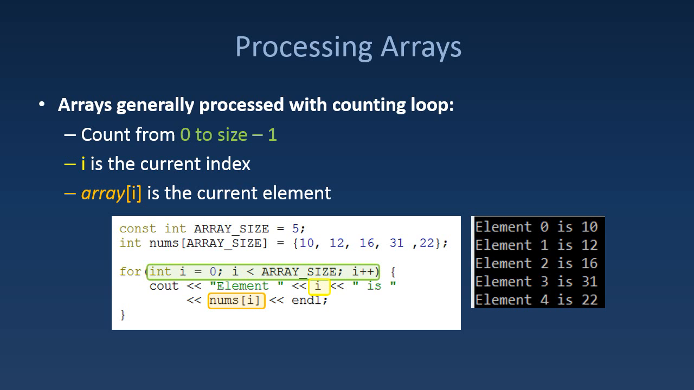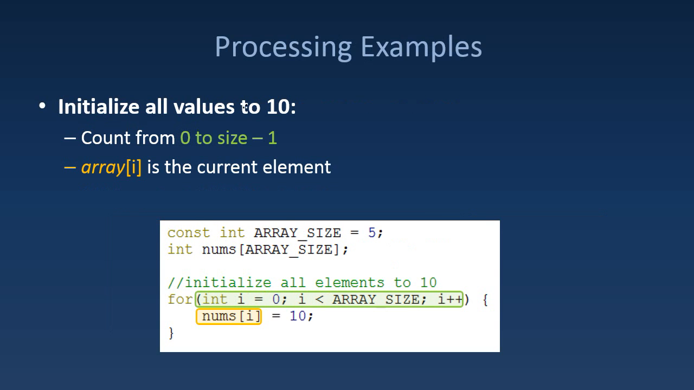Let's look at some more recipes. Say I want to initialize all the values to 10, and I don't want to have to type it. Wouldn't be too bad with 5 things, but maybe this array is 5,000 elements, and I don't want to type 5,000 tens. I can loop through the array and set the current element to be 10.